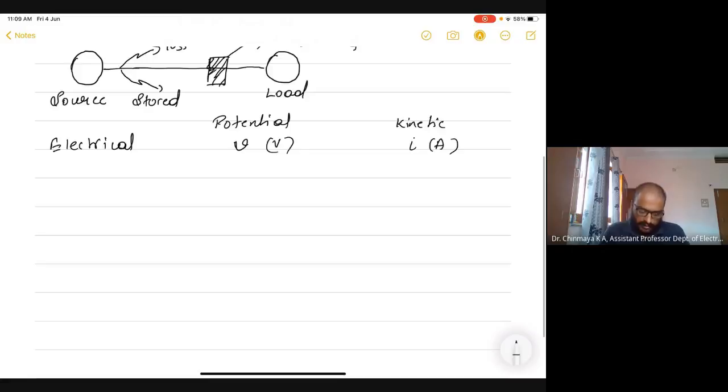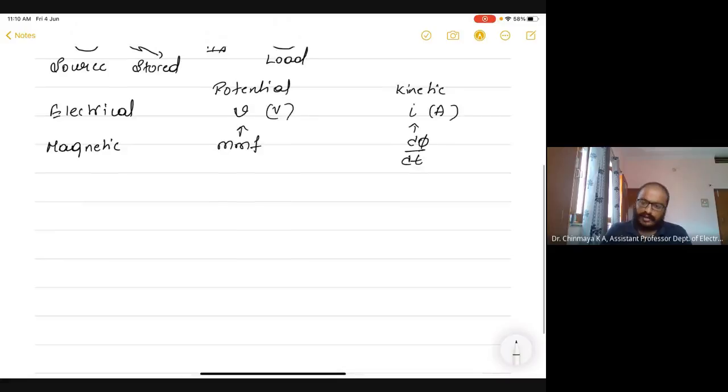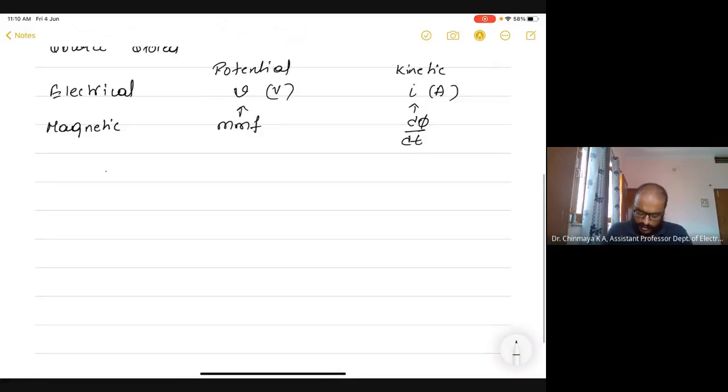Similarly, in the magnetic domain, we have the potential variable MMF, the magnetomotive force, and the kinetic variable is not flux, it's the rate of change of flux, that is d phi by dt. So d phi by dt is similar to the current in the electrical domain, and MMF is similar to the EMF or voltage in the electrical domain. This study of electromagnetics is basically for transformers.